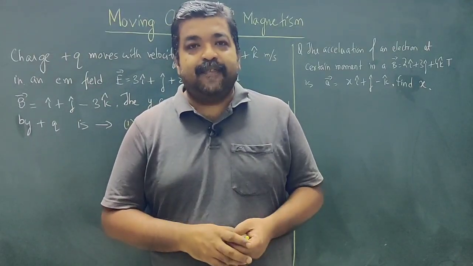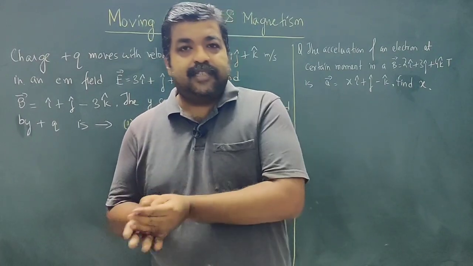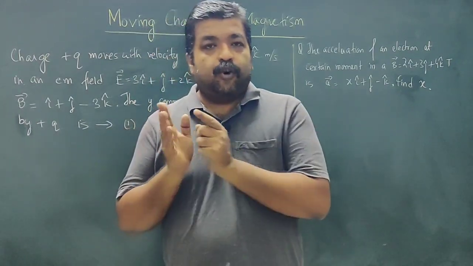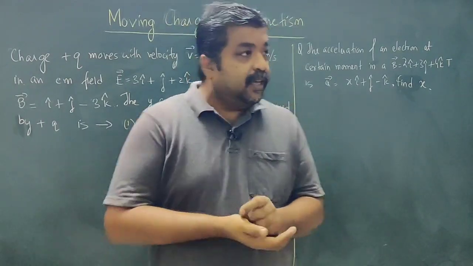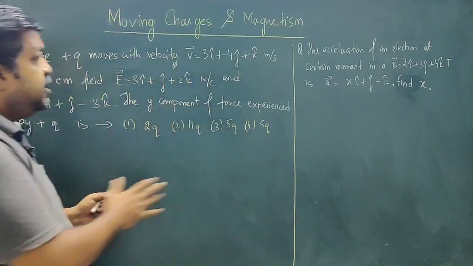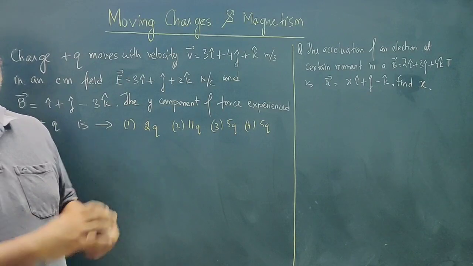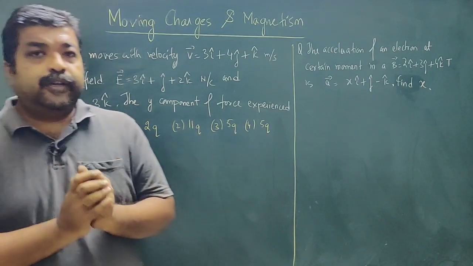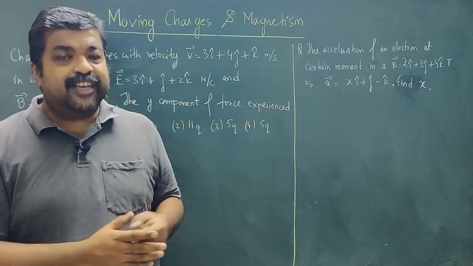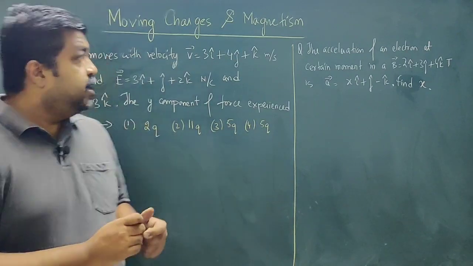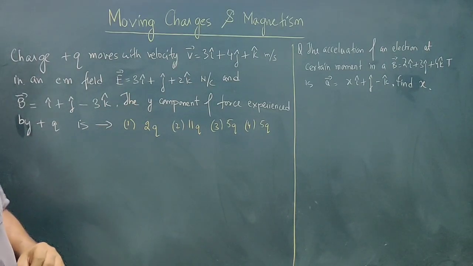So this is the second video on the chapter Moving Charges and Magnetism. In the last video we discussed Oersted experiment and the concept of Lorentz force. In today's video we will start with two problems based on the concept of Lorentz force, and then we will proceed with the topic of force on a current carrying conductor placed in a magnetic field. We will deduce the expression for the force. So first, these two questions based on Lorentz force.